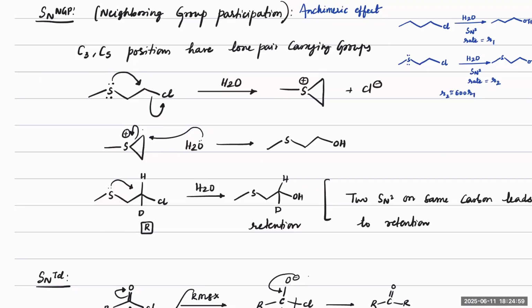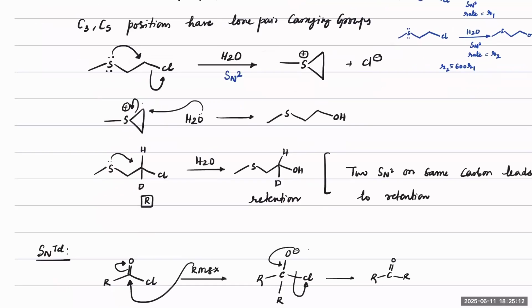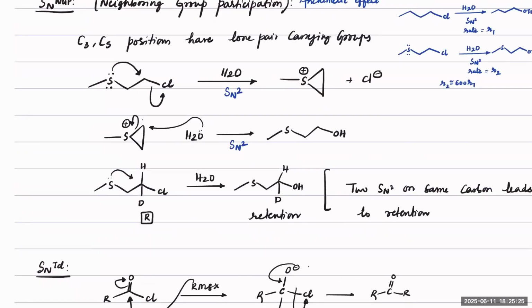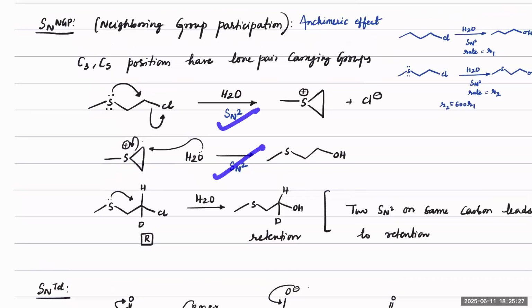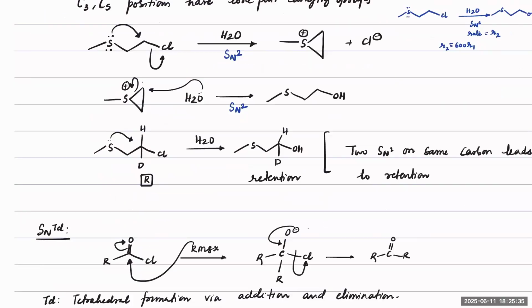Got it? Now have you noticed this is also an internal attack, but it is attacking from the opposite direction. So what is this one? This is an SN2 attack internally, but it is SN2. And now when the water is attacking back here, sulfur is breaking. This is also an SN2 attack. Correct? So basically SNNGP is nothing but SN2 attack happening 2 times. If SN2 attack happens 2 times, that is called SNNGP. Got it?